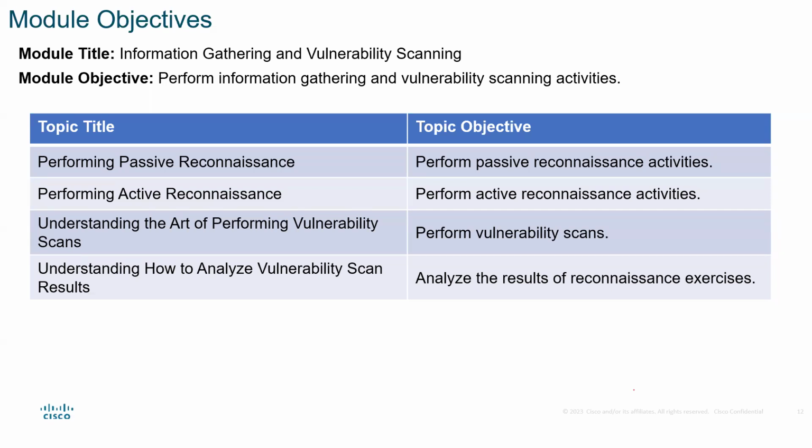Basically, the title is Information Gathering and Vulnerability Scanning. The objective of the module is to perform information gathering and vulnerability scanning activities. We're going to attempt doing one or two. The first thing we're looking at here is performing passive reconnaissance. Then we'll perform active reconnaissance. Then look at understanding the art of performing a vulnerability scan. Then understand how to analyze these scans and their results. So hopefully we're able to achieve all of this today.